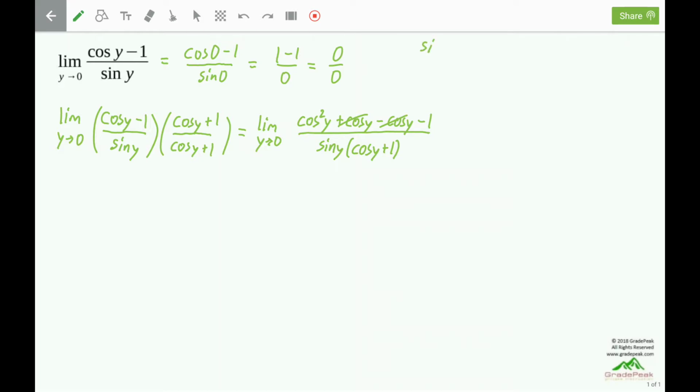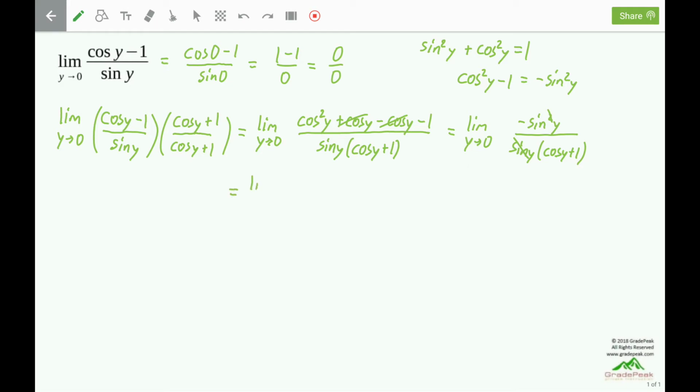Now, the Pythagorean trig identity is sine squared y plus cosine squared y equals 1. So if we rearrange this to get cosine squared of y minus 1, that will equal negative sine squared of y. So what we have after replacing is negative sine squared of y in the numerator over sine y times cosine of y plus 1. We still have 0 over 0, but we have the ability to cancel one of the sines from the numerator with that from the denominator, like so.